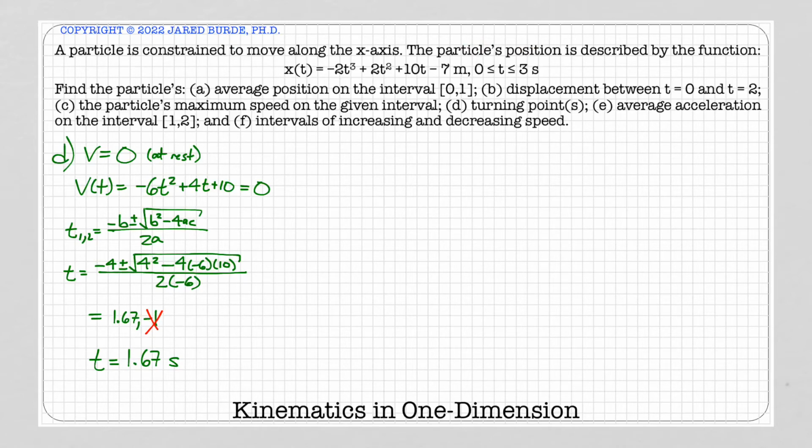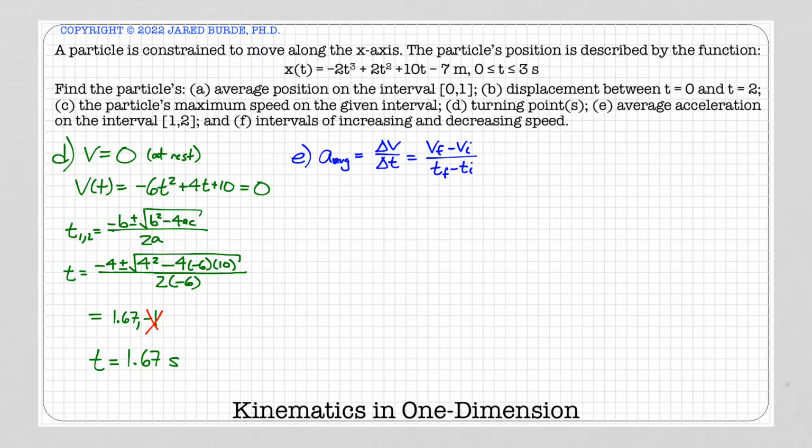My next task here is to find the average acceleration on a given interval. The average acceleration is defined as the change in velocity over the change in time. That's what average acceleration is defined as, the rate of change of the velocity. In this case, delta v means v final minus v initial, and delta t is going to be t final minus t initial.